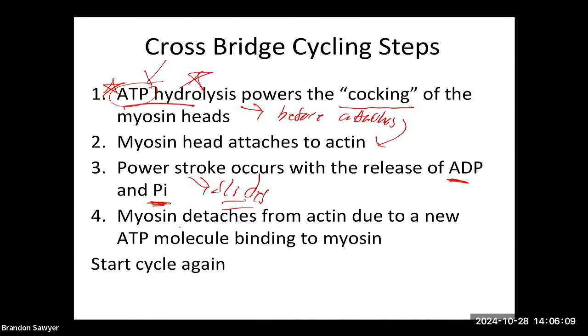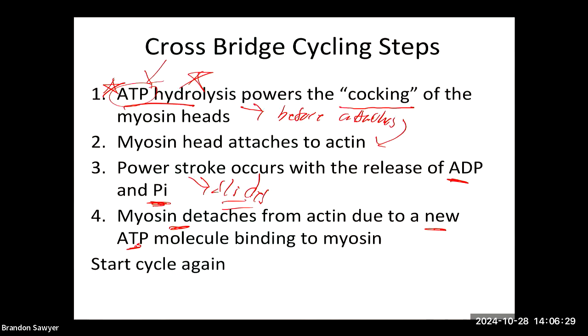Okay, and then the myosin is just stuck to the actin there. And the only way it comes off is if a new ATP comes, and then we go through that process again. Okay, but we have to have a new ATP molecule to get that myosin head to detach. And then we break down the ATP again, cock it, attach it again, power stroke again, just over and over and over again.